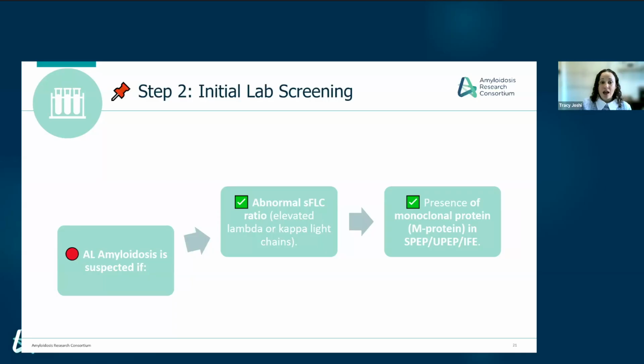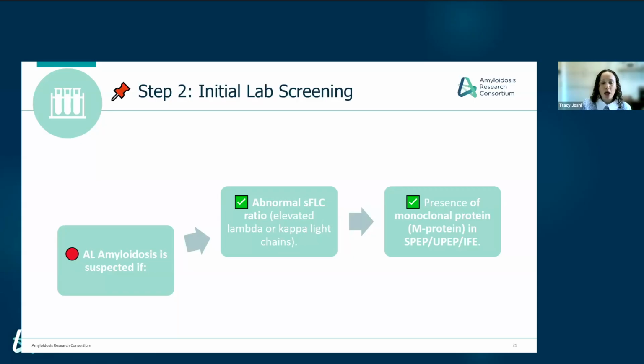So if AL is suspected, we look for two key indicators from the tests. The first is an abnormal serum-free light chain ratio. The normal kappa-lambda ratio falls between 0.26 and 1.65. If this ratio is elevated or skewed, it could suggest an overproduction of light chains, which can lead to amyloid buildup.